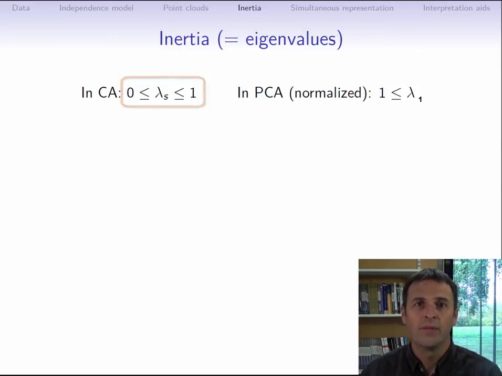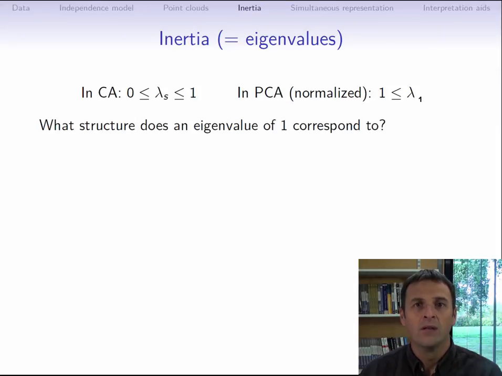Recall that in principal component analysis, where the variables are standardized, it's different because the first eigenvalue is automatically greater than or equal to 1. What does it mean to have an eigenvalue of 1 in correspondence analysis? This limit case is quite interesting, as we will see. And what does the data look like in this case?